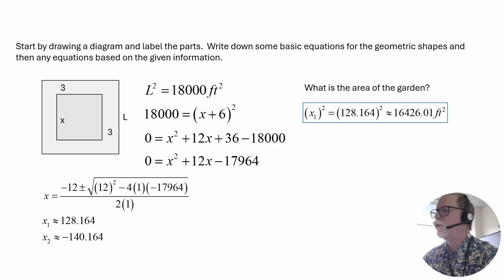But in this case, the 128 is correct, and the ultimate question is the area of that garden. So we just square it, and we get our answer. Always put those units when you write your answer there, whether the instructions tell you to or not. And are we done? I think we're done.